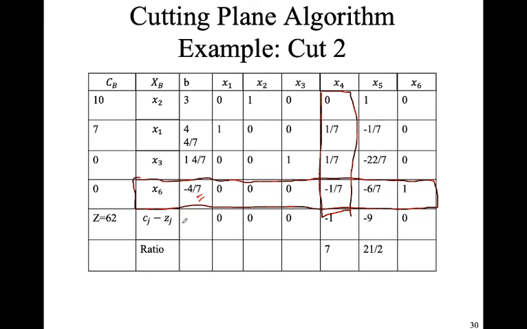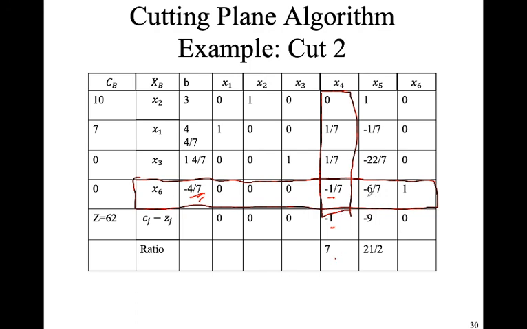In the dual simplex method, first of all we have to select the key row, and the key row is selected on the basis of the maximum negative value. So the most negative value is minus 4/7. So this is the key row, and the key column would be selected on the basis of ratio, and the ratio will be calculated corresponding to negative Cj minus Zj. So this is minus 1 divided by minus 1/7, so it would become 7.